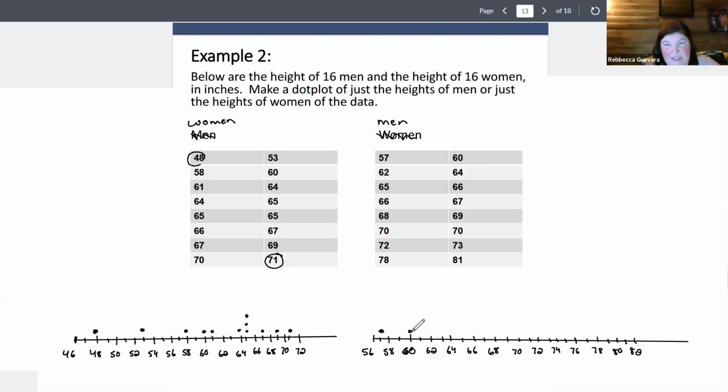57, and then my 60, my 62, 64, 65, 66. We had another 66, and then we have a 67. I missed something. 68, 69, two 70s, a 72, a 73, 78, and an 81.